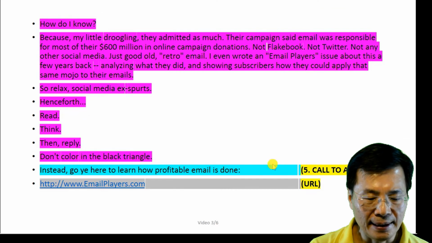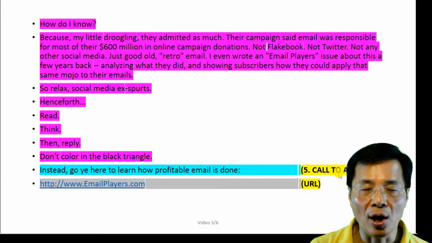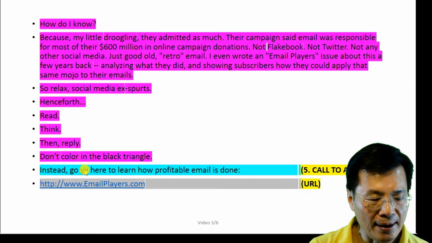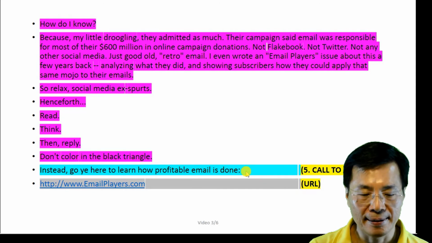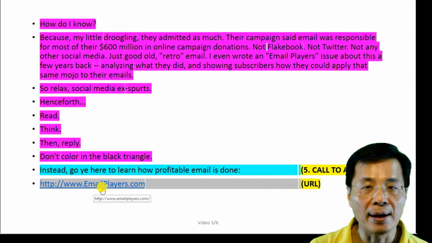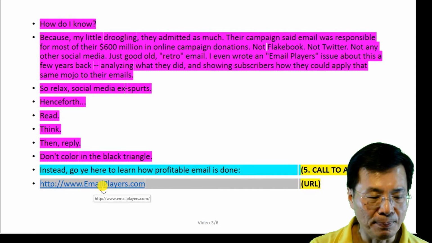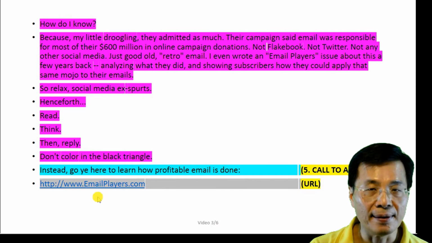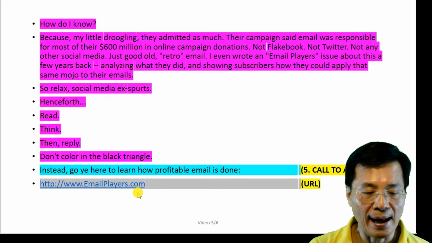Then comes the call to action. "Instead, go here to learn how profitable email is done." And this is the URL. Very simple. Just one sentence. You see that?